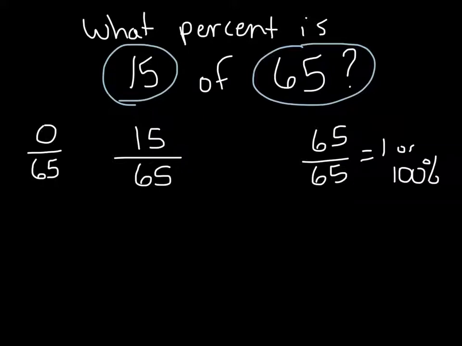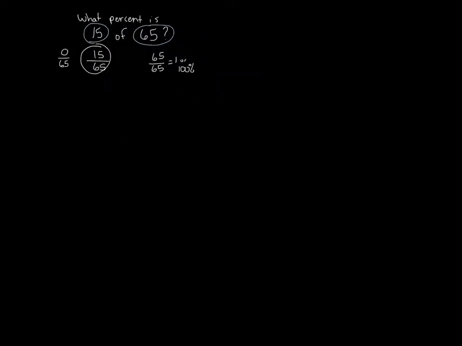So this is just giving me a sense of what my answer should look like. And so one way to do it is to just divide this out. So what is 15? And I'm going to need more room here, so I'm actually going to shrink some stuff. So what is 15 divided by 65? That would be one method to solve this.